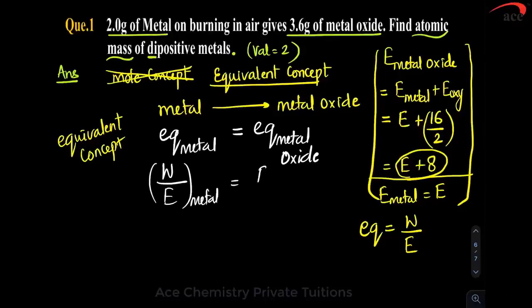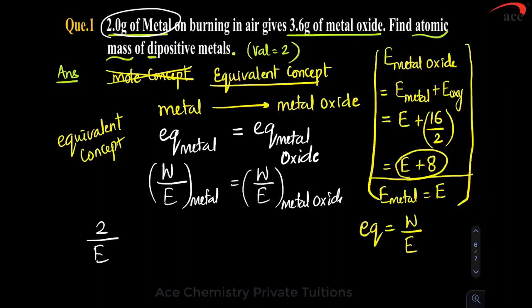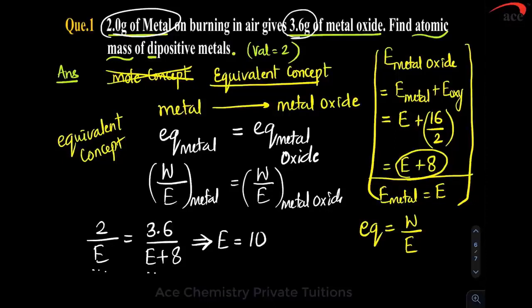But how to calculate eq? It is mass upon equivalent mass of metal. How to calculate eq of this? Mass upon equivalent mass of metal oxide. Is there any mass of metal given? Yes, 2 gram. So we write down 2 upon E. Is the mass of metal oxide given? Yeah, 3.6. 3.6 upon E plus 8. How many unknowns are there? There is only one unknown, E. So if you solve, the value of E is 10.